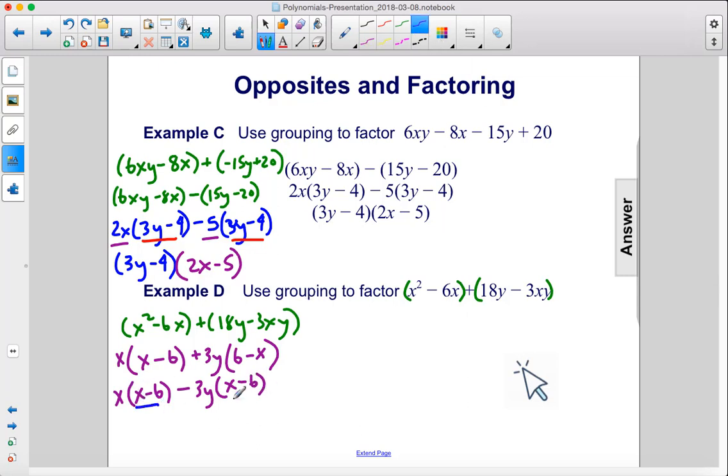Now we have an x minus 6 here, an x minus 6 there. So we'll factor that out, put it in the front, and multiply it by whatever's left, x minus 3y.